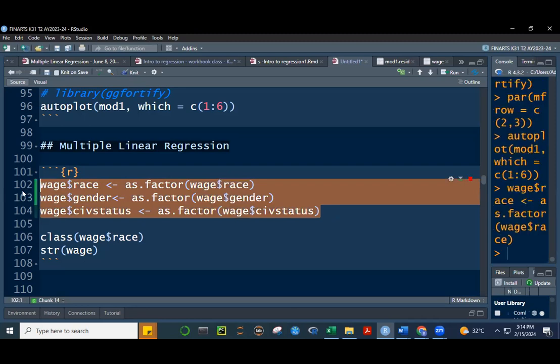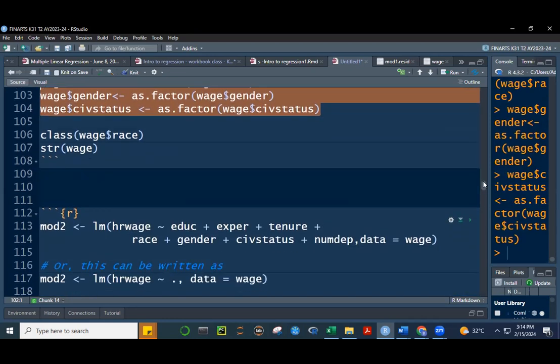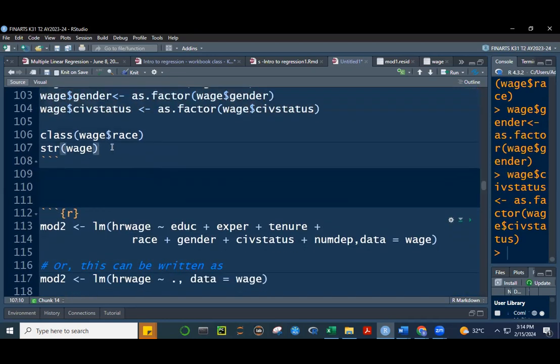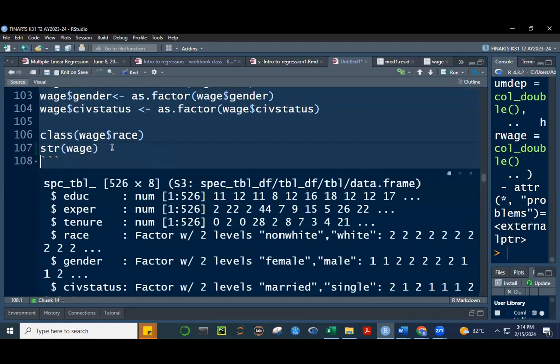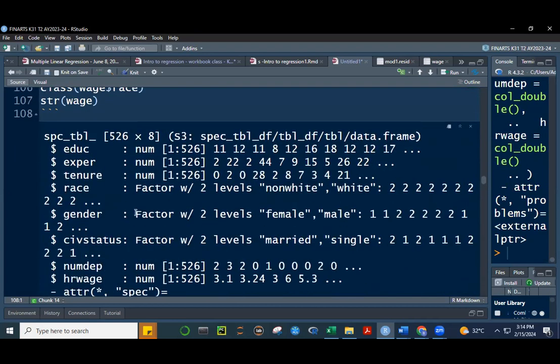Okay? All right, and then if I check the structure of wage, notice now that kanina character yan, no? Ngayong factor na siya. Factor with 2 levels, non-white and white. Si gender, factor with 2 levels, female and male. Tapos si civil status, factor with 2 levels, married at saka single. Now, this is very important, okay?